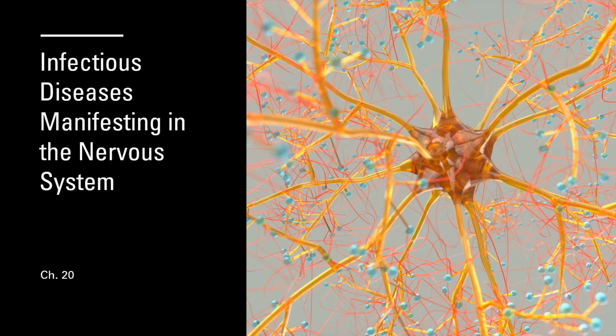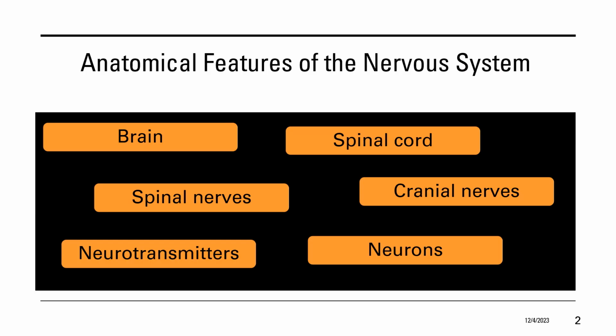So for my next chapter, I decided to do infectious diseases manifesting in the nervous system. This is chapter 20. Some anatomical features of the nervous system include your brain, your spinal cord, your spinal and cranial nerves, your neurotransmitters, and neurons. So we'll get a little more into that in the next slides.